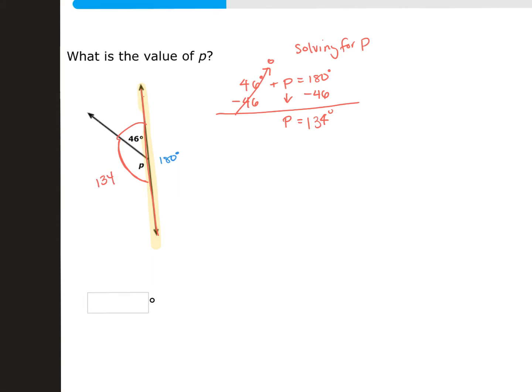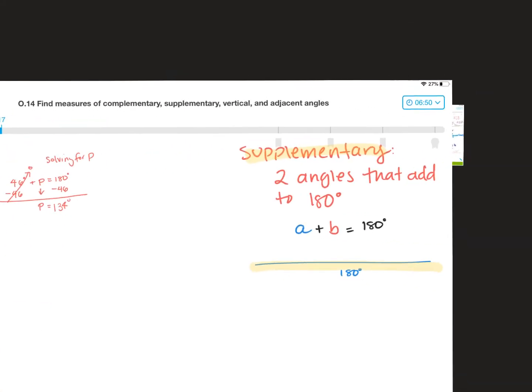Okay, so then, or you could just remember that if you have 180, take away 46, right? Using your calculator, always using your calculator. And there you go, there is your answer. You would just type in 134. But what did you have to know? You had to know that supplementary is two angles that add up to 180.